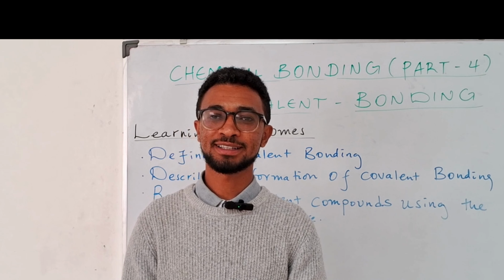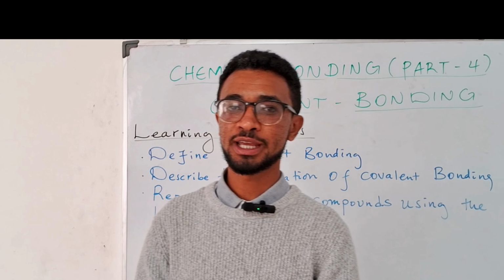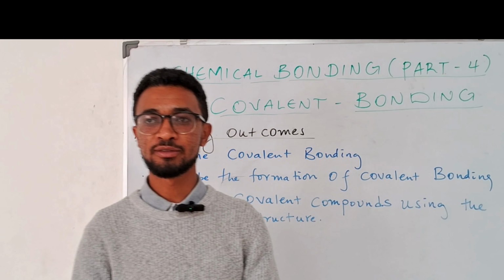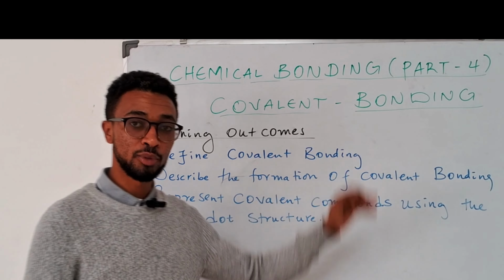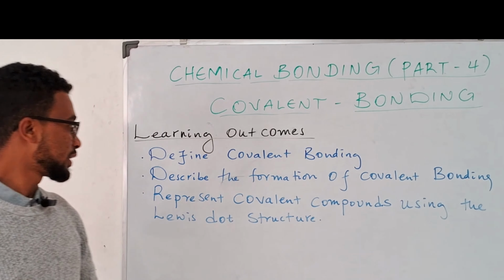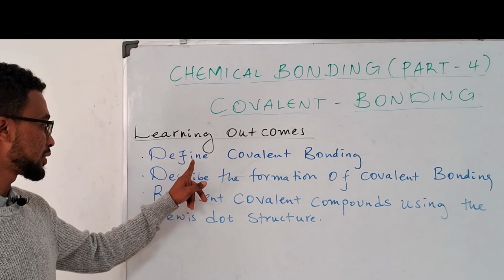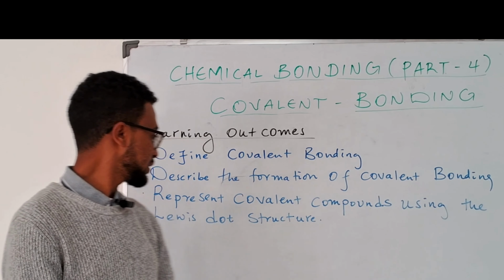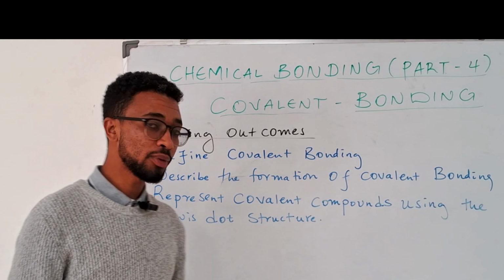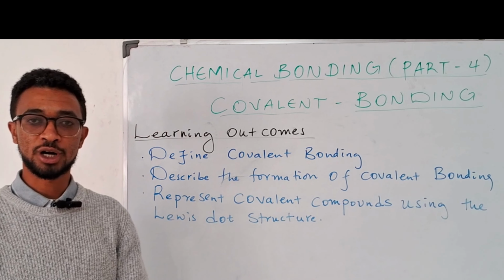Everyone, welcome back. This is part 4 of the chemical bonding series from grade 11 chemistry. In this video, we're going to focus on covalent bonding. By the end of this video, you should be able to define covalent bonding, describe the formation of covalent bonding, and represent covalent compounds using the Lewis structure.